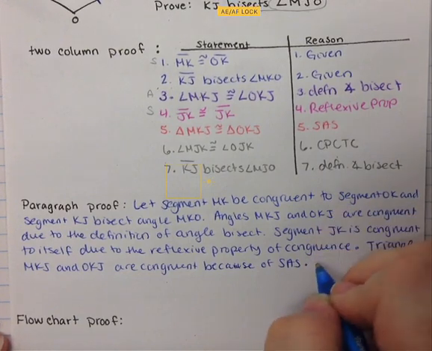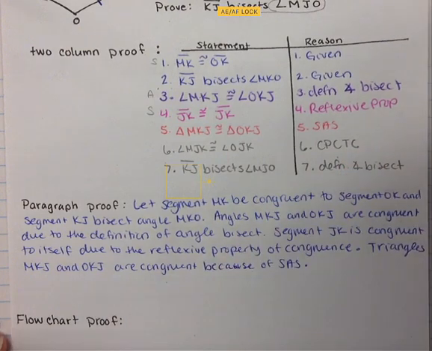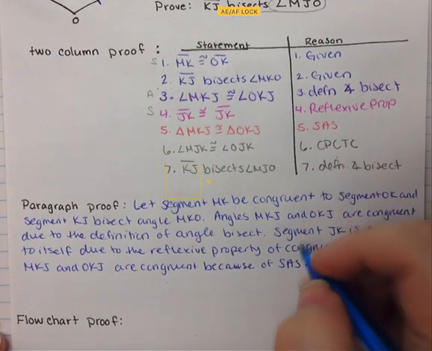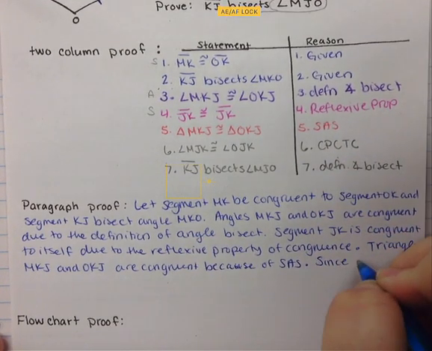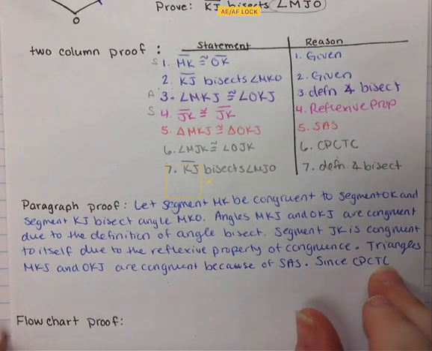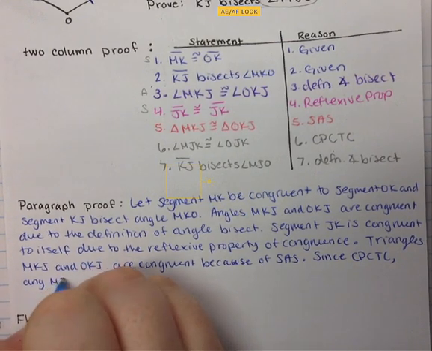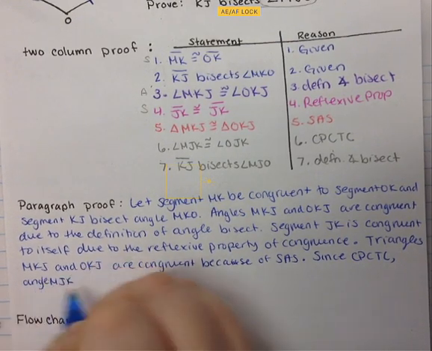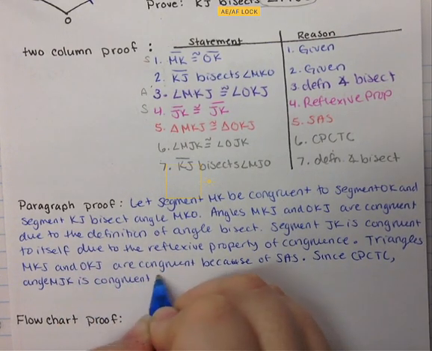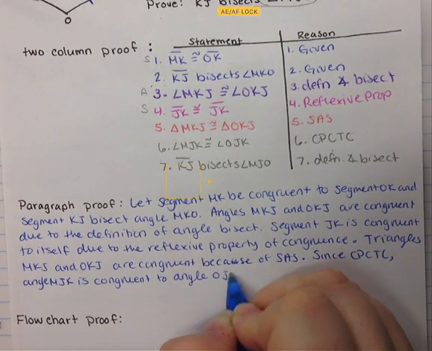Then we can say CPCTC says corresponding parts of congruent triangles are congruent. I don't want to have to write out all that. Those are letters and they represent an acronym. So we can say since CPCTC. So that really means since corresponding parts of congruent triangles are congruent. We can say that angle MJK is congruent to angle OJK.